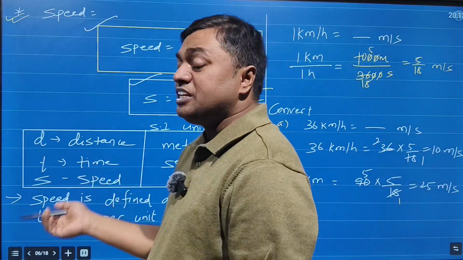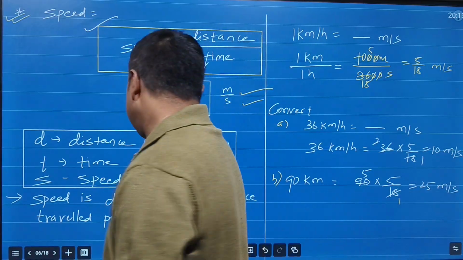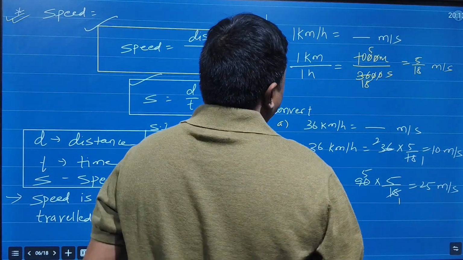Speed is a scalar quantity. It means it has only magnitude, no direction. So speed is defined as the distance traveled per unit time.